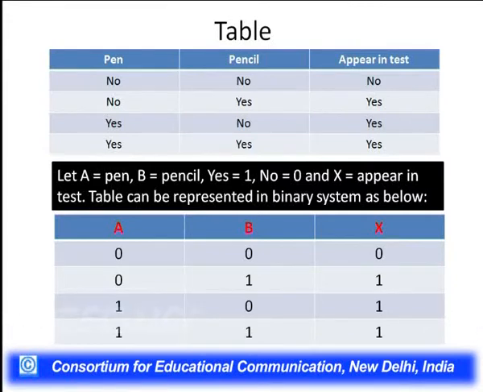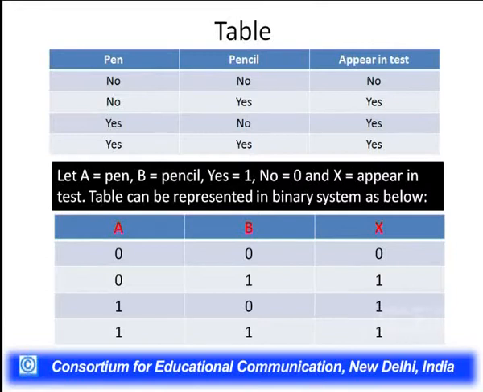Another case, pen, yes. Pencil, no. Then in that case appear in test, yes. And in the case of pen, yes, and pencil, yes, then you can definitely appear in the test. Now this table can be converted into another form, in the form of 0 and 1, which the computer can understand. Let A equal pen and B equal pencil. So yes equals 1, no equals 0, and X equals appear in test. The table can be represented in the binary system as below.